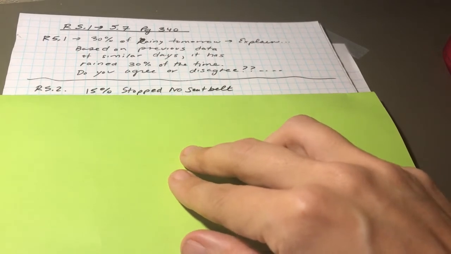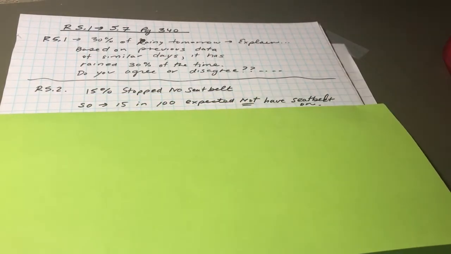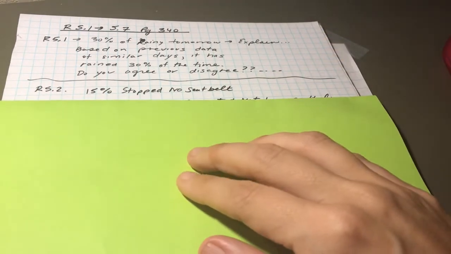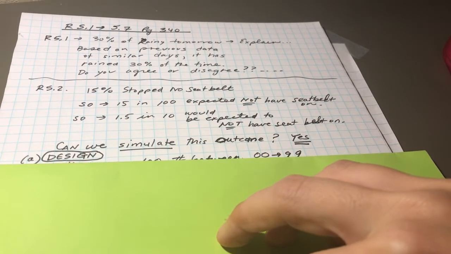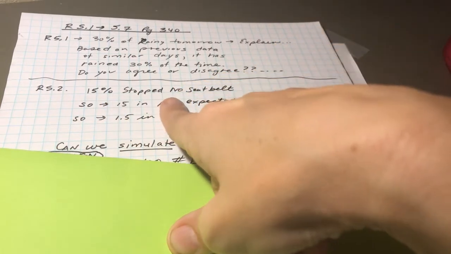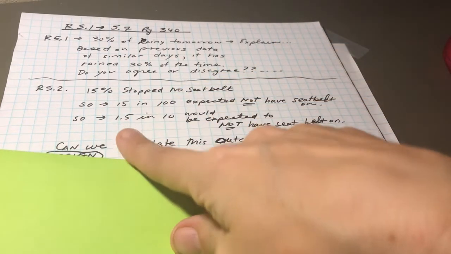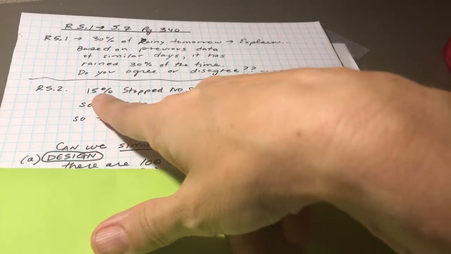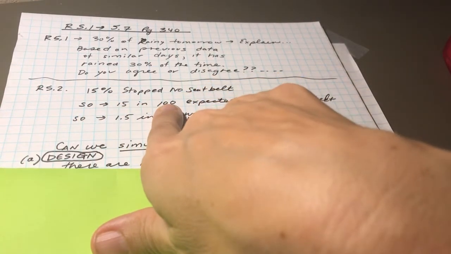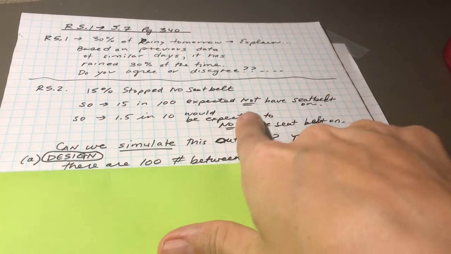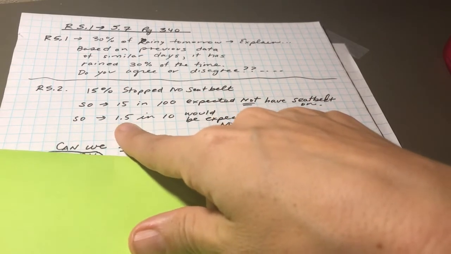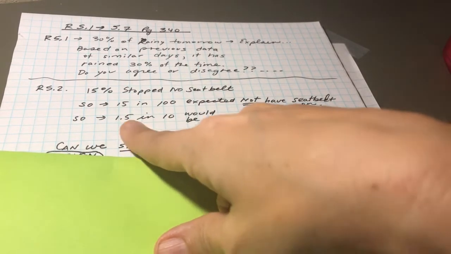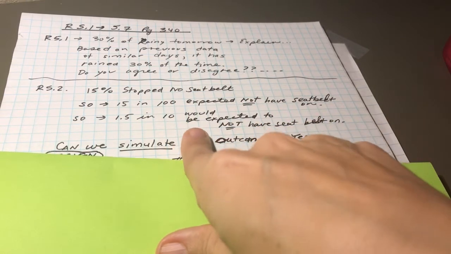I think this one's an important one for me to talk through if you didn't understand what it said at the back of the book. So this question is a simulation setup, and they want to know, can you design a simulation? So the question says 15% of people stopped don't have their seatbelt on. So what 15% means is that if we stopped 100 people, we'd expect 15 of them to not have their seatbelt on. So they're saying in our simulation, what would we expect if we only stopped 10 people?